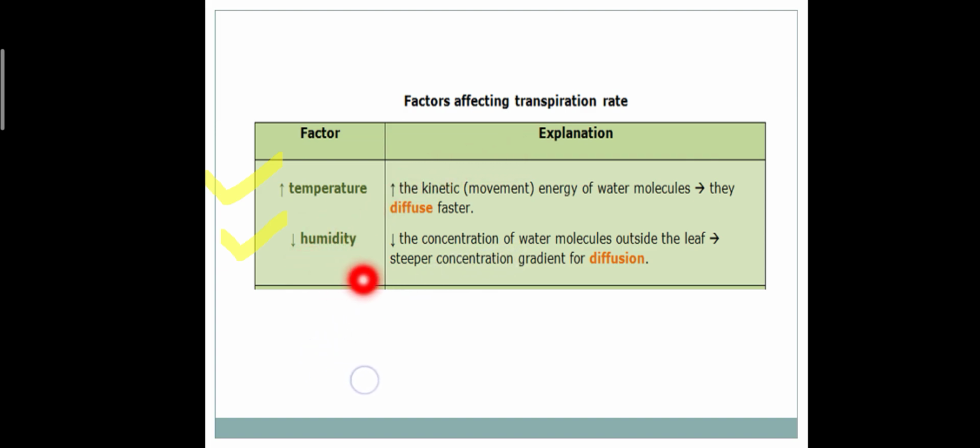In the case of humidity, if humidity is reduced, then the concentration of water molecules outside the leaf is also reduced, so there is a steeper concentration gradient for the diffusion. So if we decrease the humidity, then the rate of transpiration increases. And if we increase the temperature, the rate of transpiration also increases.